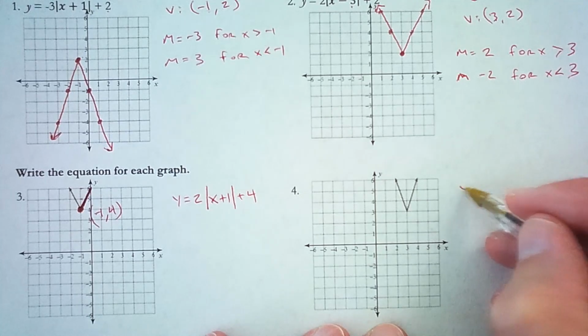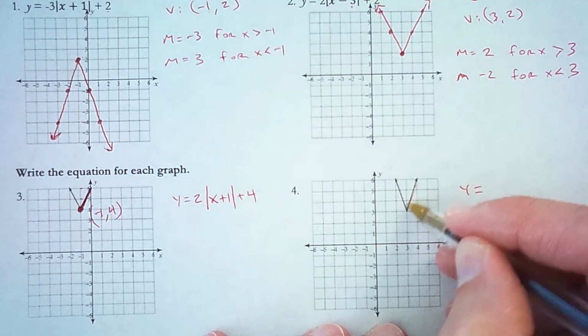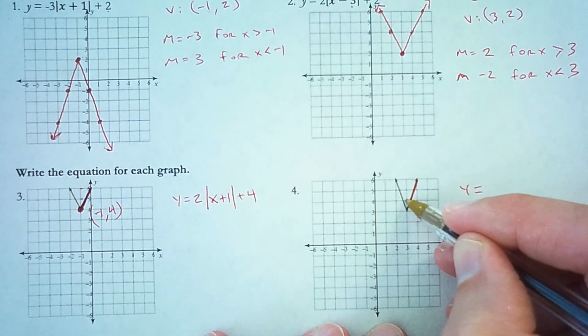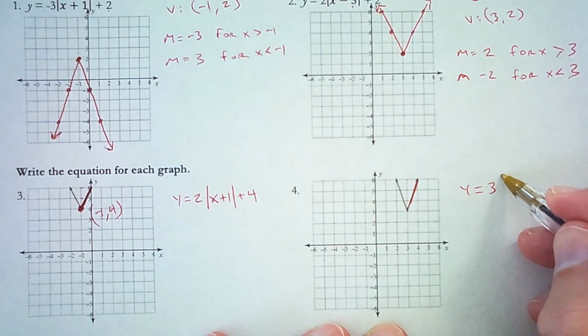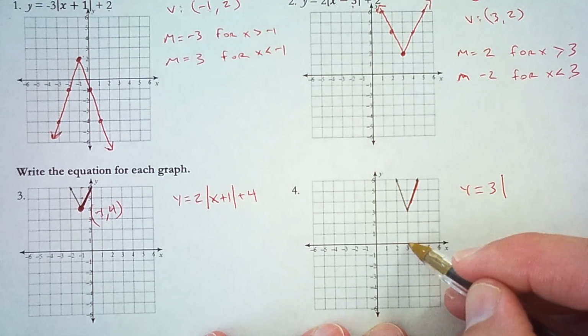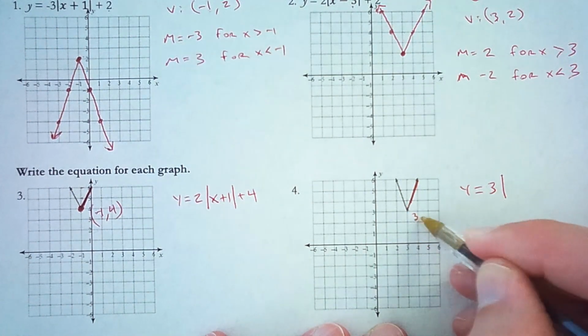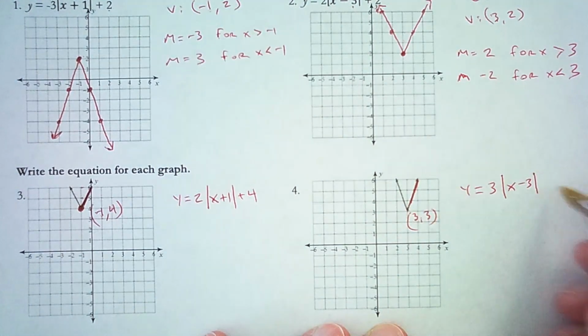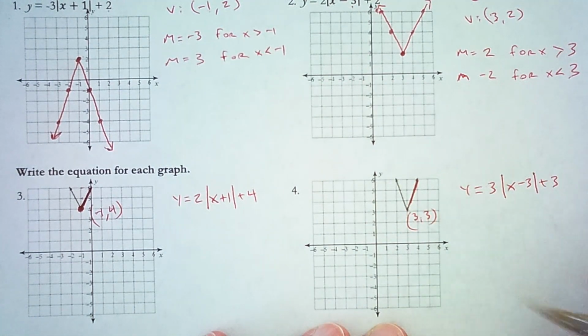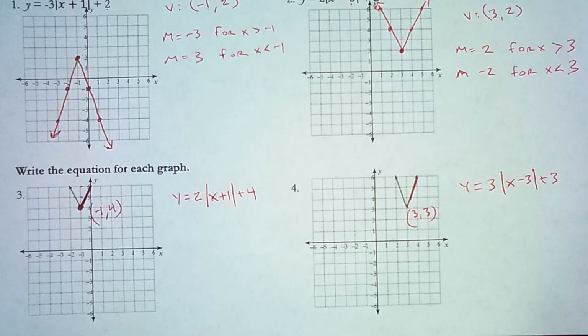And then we've got y equals, we need a slope on the right side, and it looks like this time we're rising 3 and running 1. So there's the slope on the right side. And then the vertex is 3, 3. So x minus 3 plus 3. And that is the equation of that absolute value function.